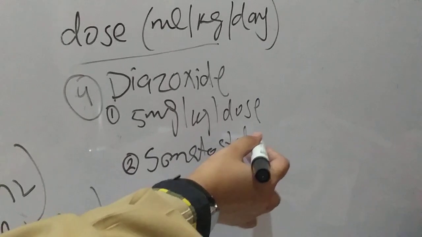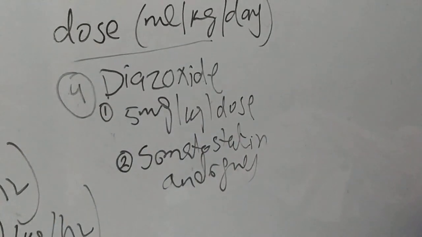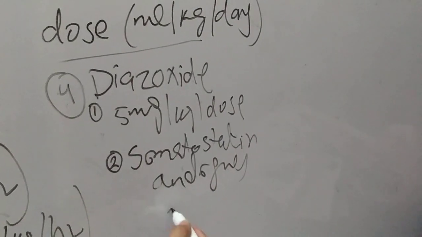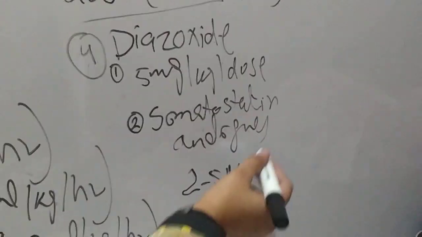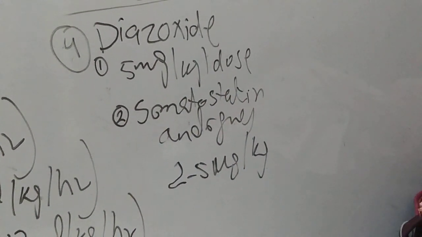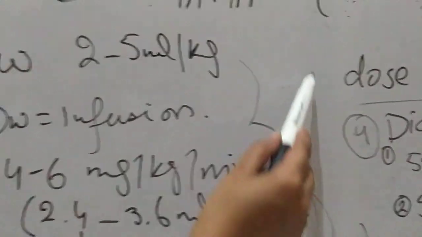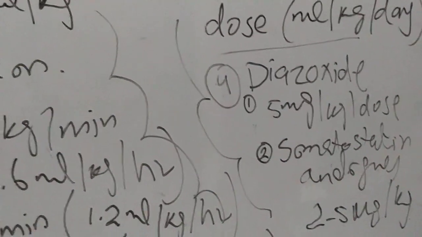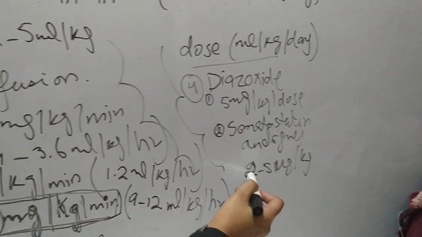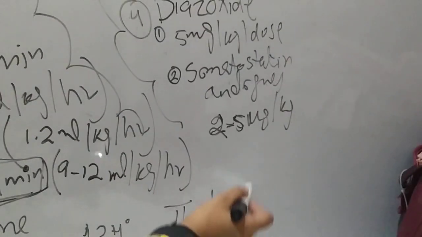Somatostatin analogues at the dose of 2 to 5 microgram per kg. And if your hypoglycemia remains refractory to this step-by-step treatment, you will consult your endocrinologist and consult a surgeon for possible subtotal or partial pancreatectomy. That's it. Thank you very much.